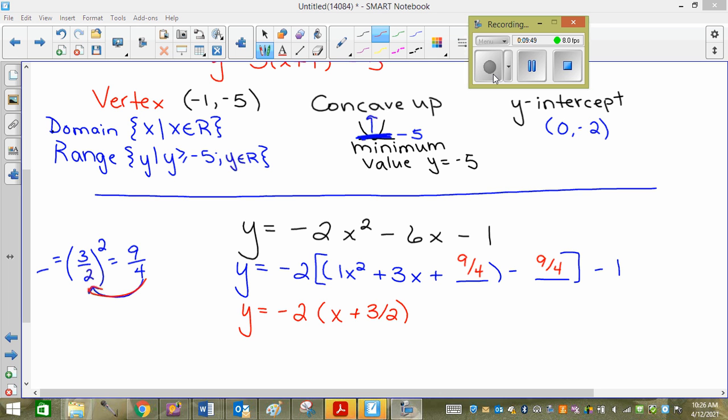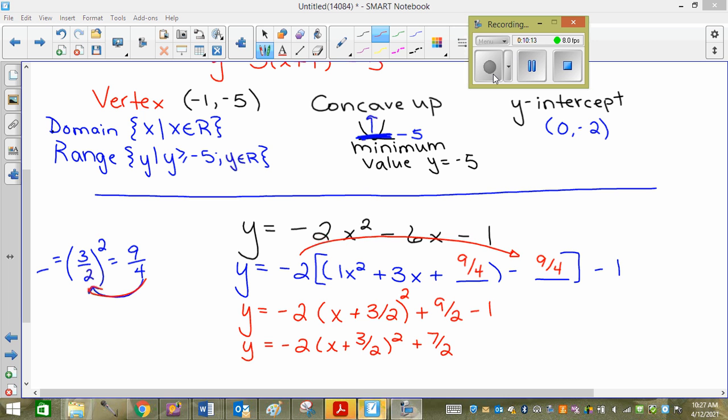Okay? And then we get -2 times -9/4 is positive 9/2 minus 1. So you could have had 4.5 there. It's the same thing. And you get y equals -2(x plus 3/2) squared plus 7/2.